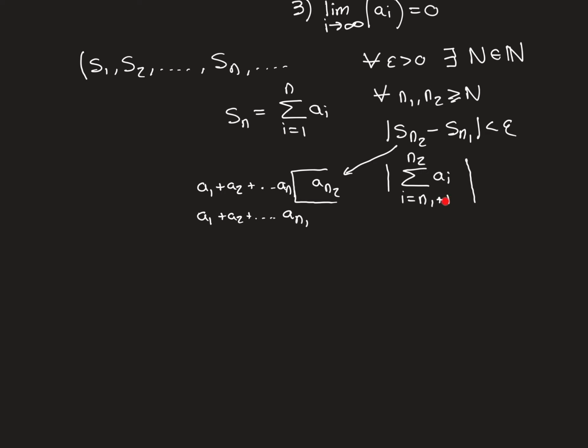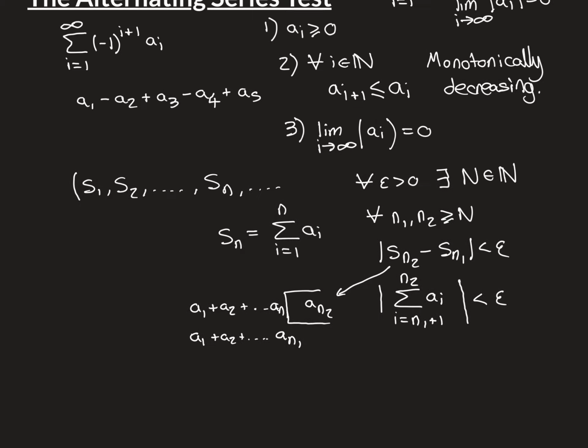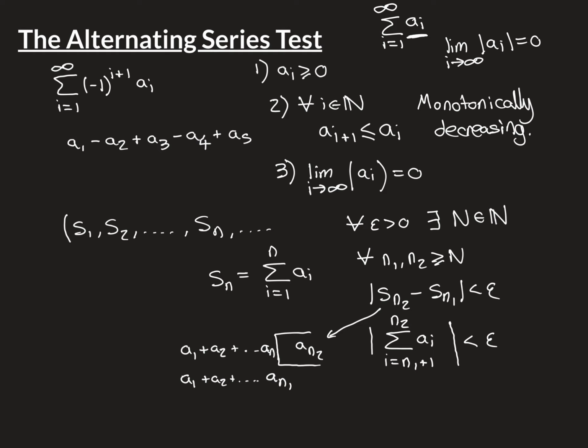So we've got all the terms from n1 plus 1, which is the next term on, all the way up to n2. And we're now saying that must get indefinitely small. If we can prove that that's true about our infinite series, then our infinite sequence of partial sums will be a Cauchy sequence, and therefore will converge, and therefore the infinite series will converge. So what we now want to show is that if we have our alternating series here that obeys these three criteria, that this is going to follow. We want to be able to get to this from this.